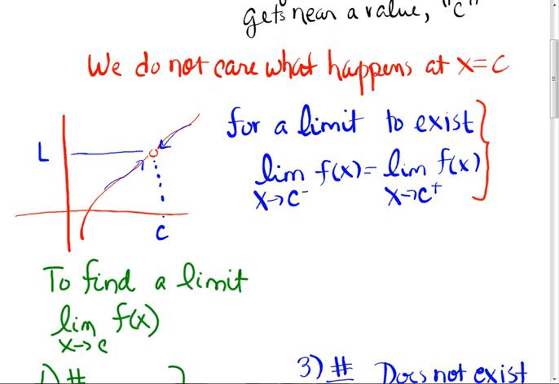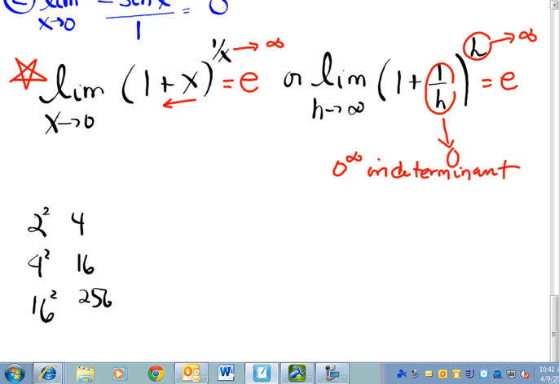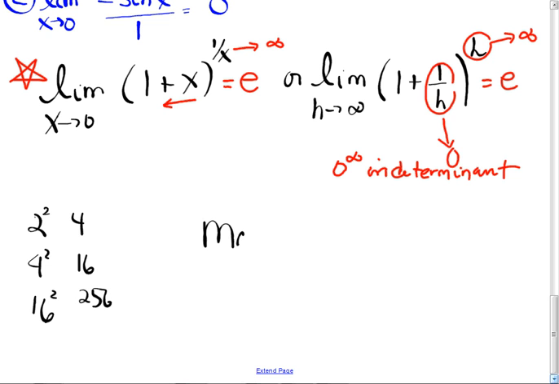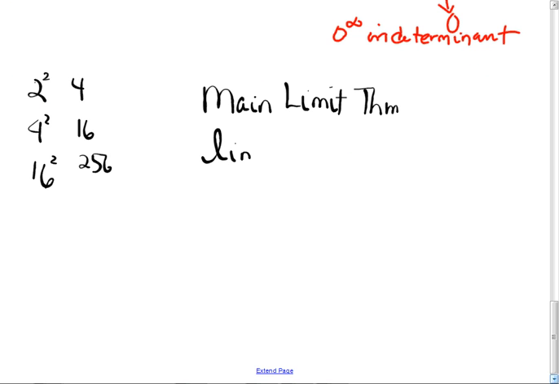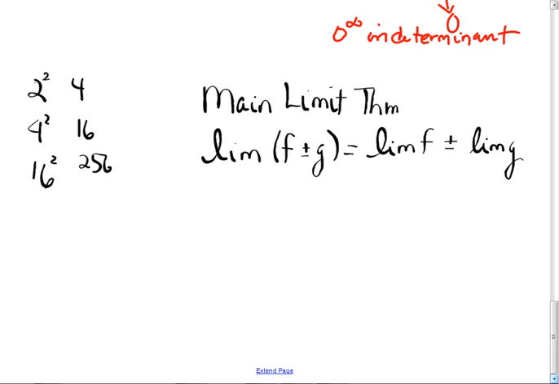And then there's also these main limit laws. I almost forgot those. I don't remember what page it is in your book, but do you remember that if I take the limit of a sum, that I can distribute that? Alexis, do you remember that? It's the limit of f plus or minus the limit of g. Let's do some of the basic ones. The distributive property does not hold for every single operation you know of. Exponents, it does not work. Okay? What about the limit of f times g?